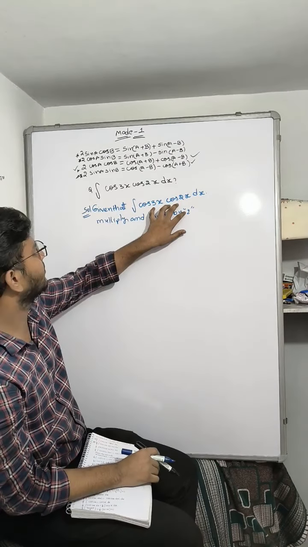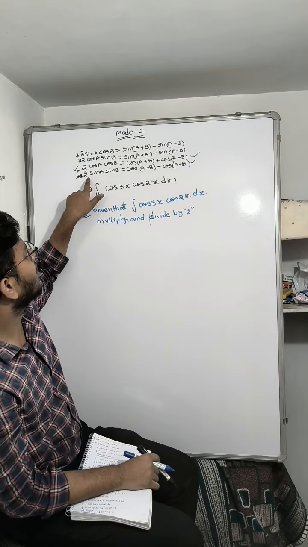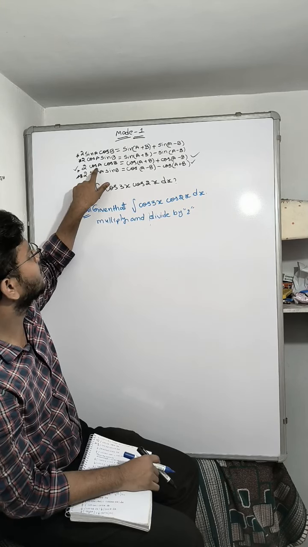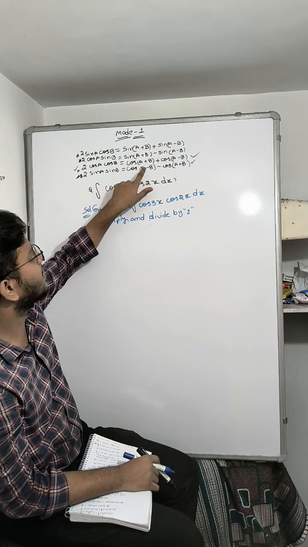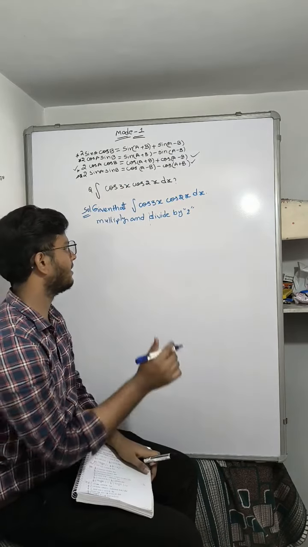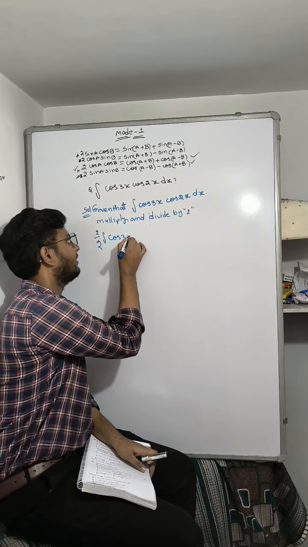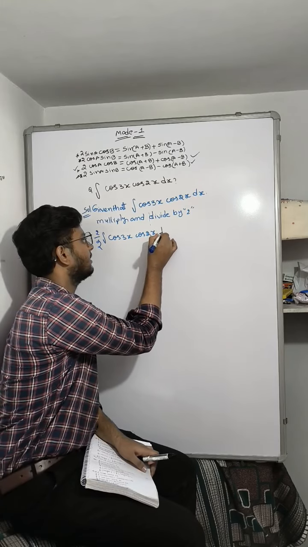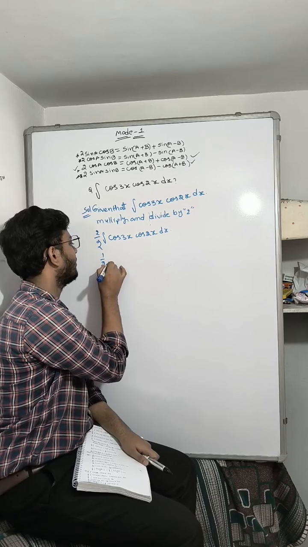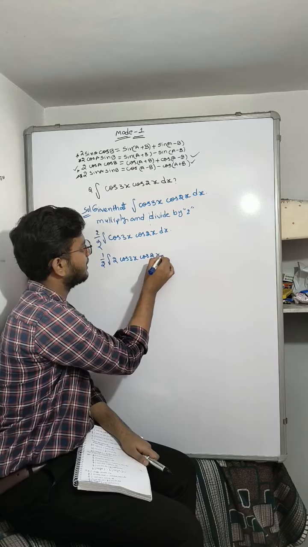Here cos terms are there, but there is no 2 here. To apply this formula, we want 2 cos A cos B is equal to cos A plus B plus cos A minus B. Okay, that's why we are multiplying and dividing by 2. So 2 by 2 integral cos 3x cos 2x dx. Then 2 will go inside the integral, and 1 by 2 outside: 1 by 2 integral 2 cos 3x cos 2x dx.